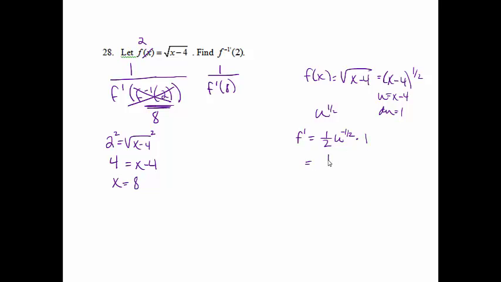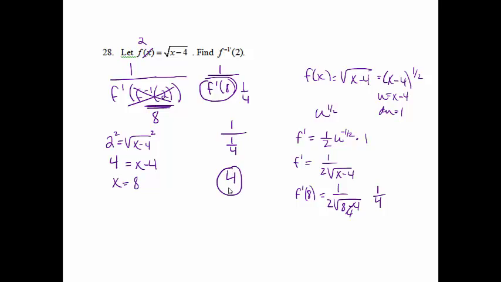Now if I just rewrite this, I'll get 1 over 2 square root of the u, which is x minus 4. Now what I wanted to find was f prime of 8. So if I plug 8 into this problem now, 8 minus 4 is 4. The square root of 4 is 2. 2 times 2 is 4. So my derivative at 8 is 1/4. So now I know that that answer is 1/4. So 1 divided by 1/4 will equal 4, and that is the derivative of the inverse.